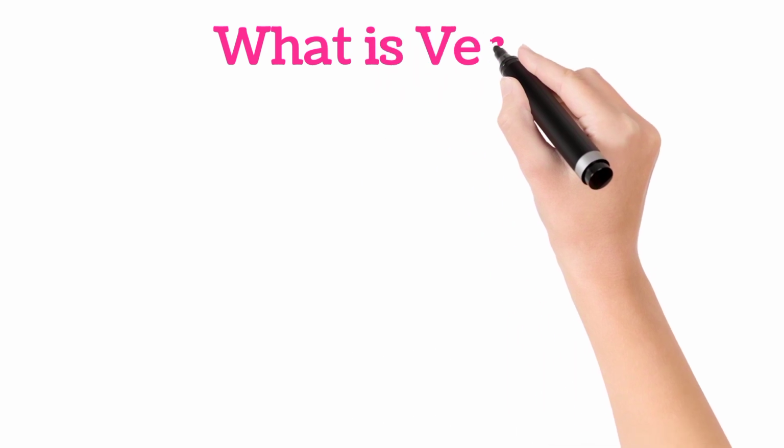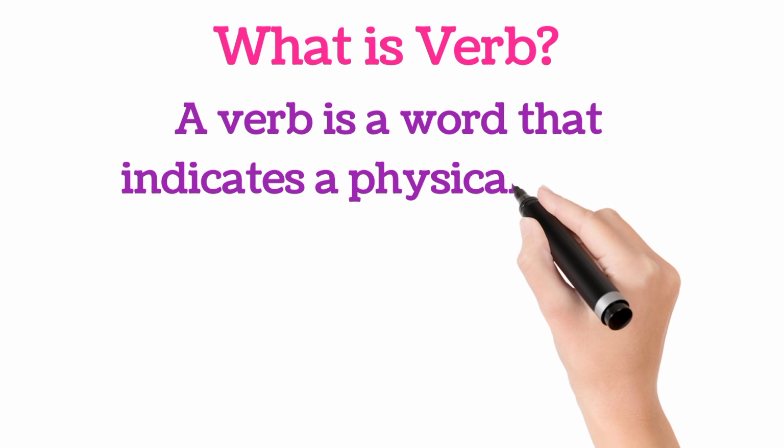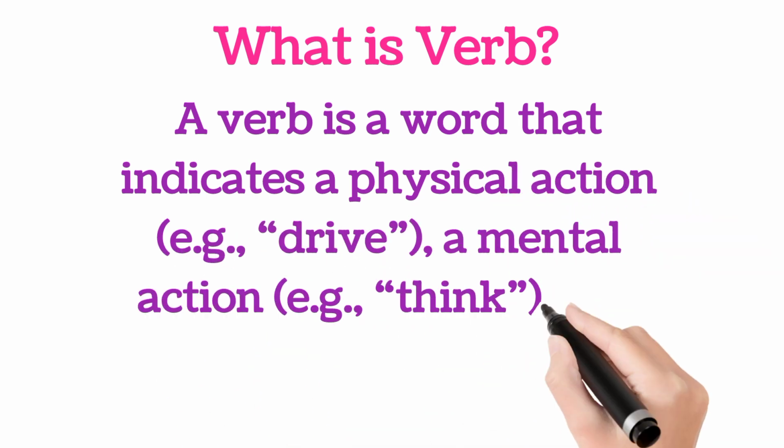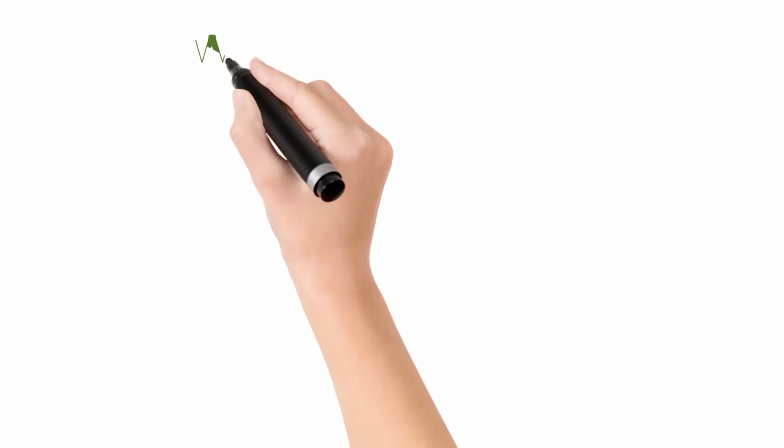What is a verb? A verb is a word that indicates a physical action. Example: driver. A mental action. Example: think. Or a state of being. Example: exist.